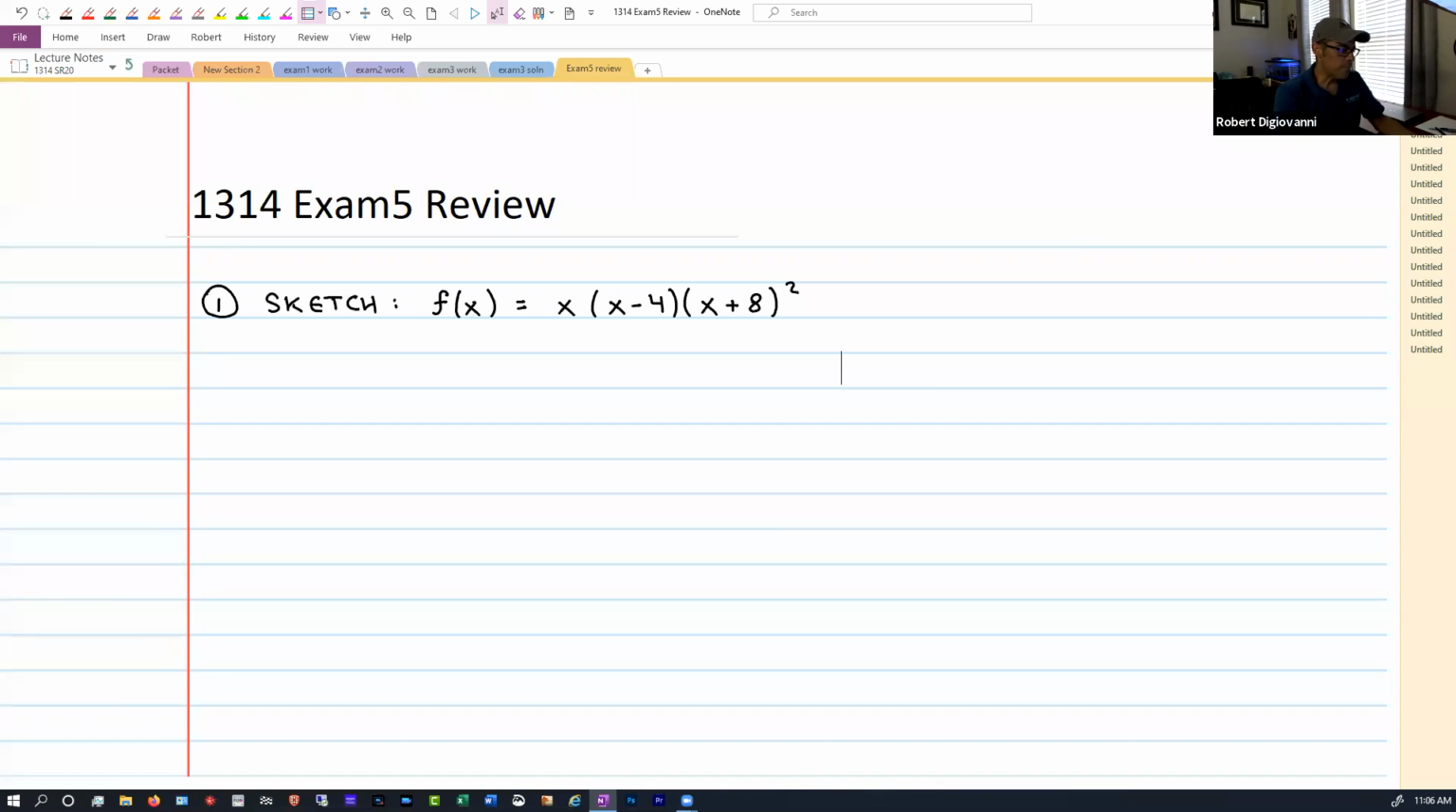So because it's a polynomial, we would have to refer to the steps for a polynomial. So it's a polynomial function. And can anybody tell me what the first step for sketching a polynomial function is?